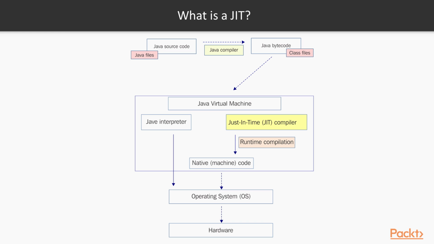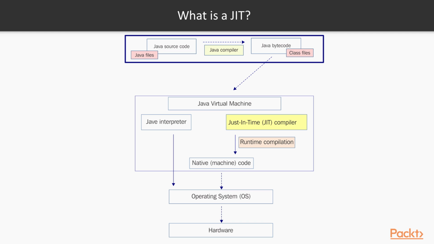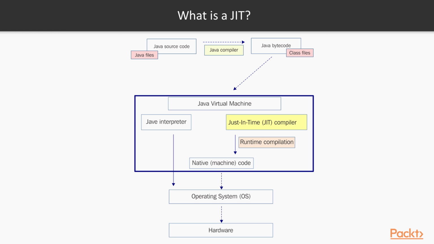What is the JIT really? As we see in this example, the Java source code is compiled into Java bytecode, the class files, which are loaded into the JVM, the Java Virtual Machine, and then that code is interpreted. The Java interpreter interprets line by line and executes it. As our program is running, everything is interpreted from the beginning.